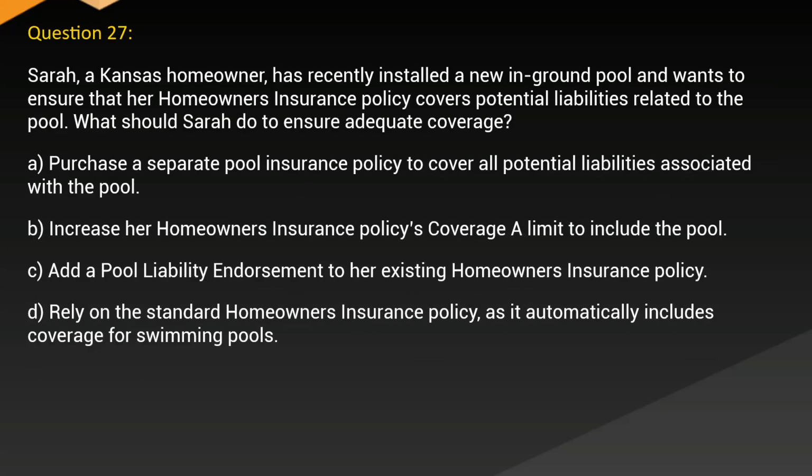Question 27. Sarah, a Kansas homeowner, has recently installed a new in-ground pool and wants to ensure that her homeowner's insurance policy covers potential liabilities related to the pool. What should Sarah do to ensure adequate coverage? A. Purchase a separate pool insurance policy to cover all potential liabilities associated with the pool. B. Increase her homeowner's insurance policy's coverage limit to include the pool. C. Add a pool liability endorsement to her existing homeowner's insurance policy. D. Rely on the standard homeowner's insurance policy as it automatically includes coverage for swimming pools.